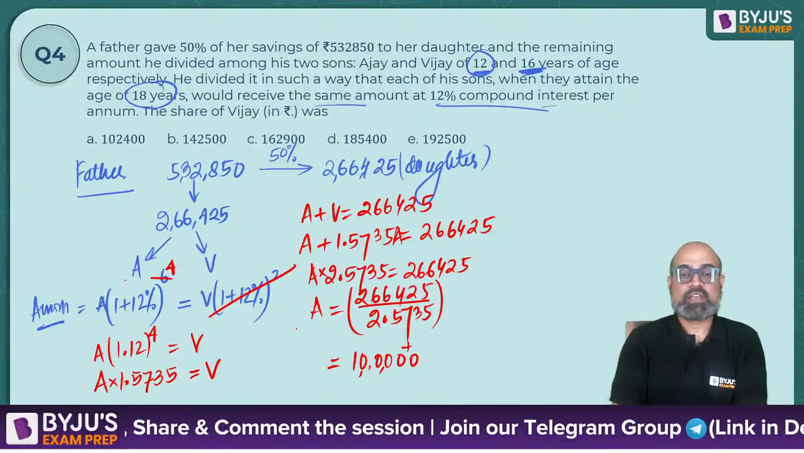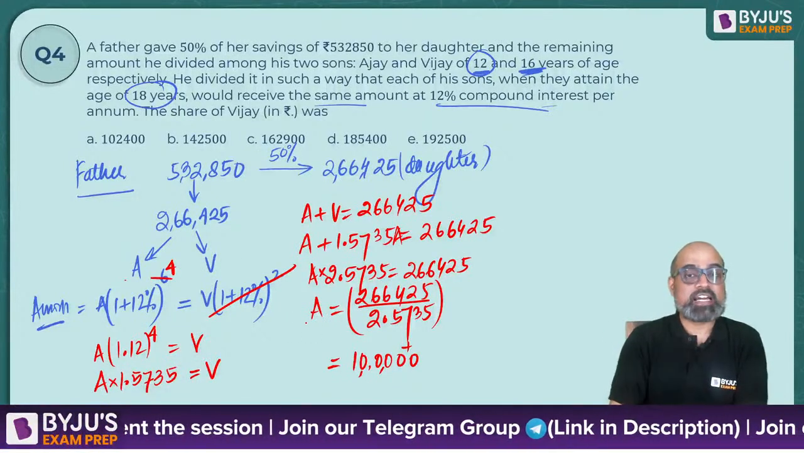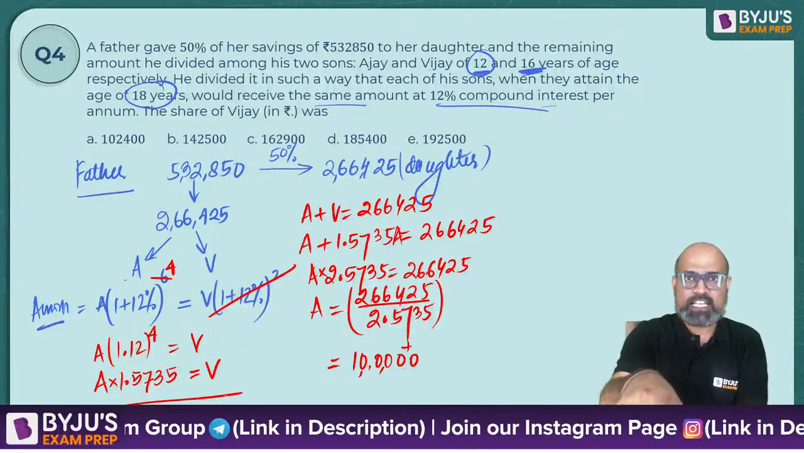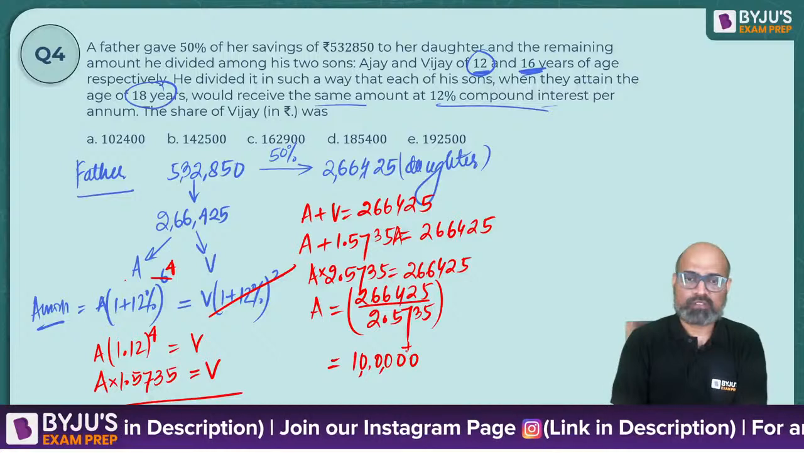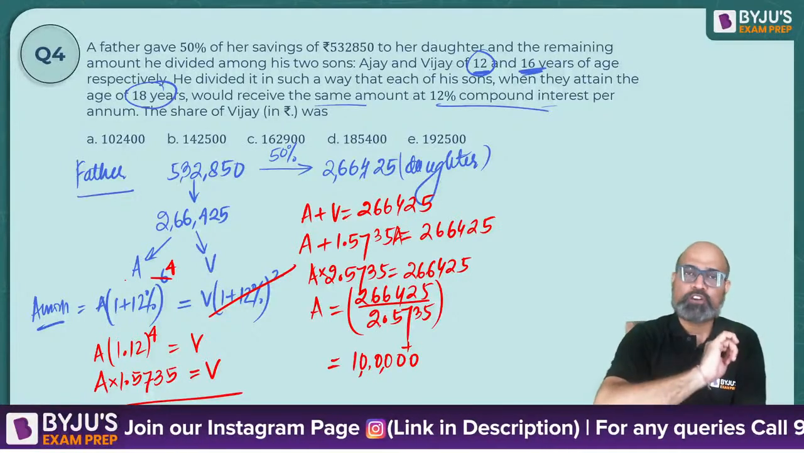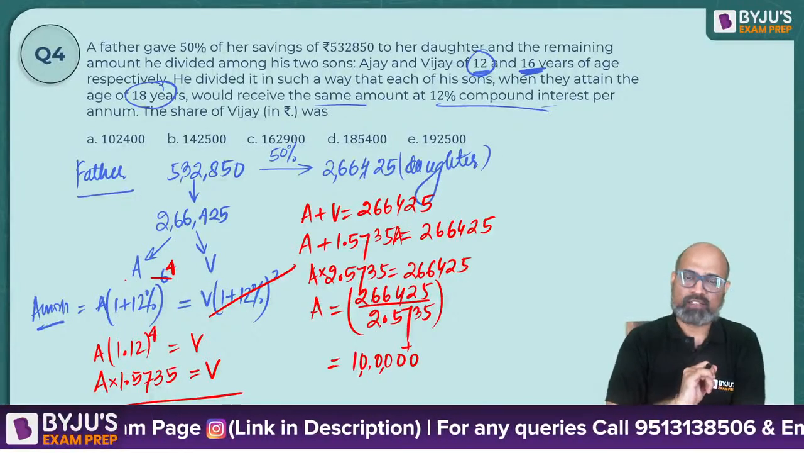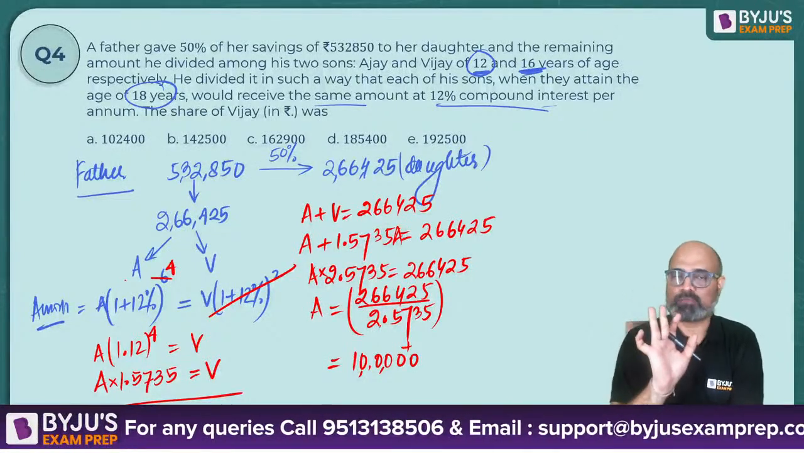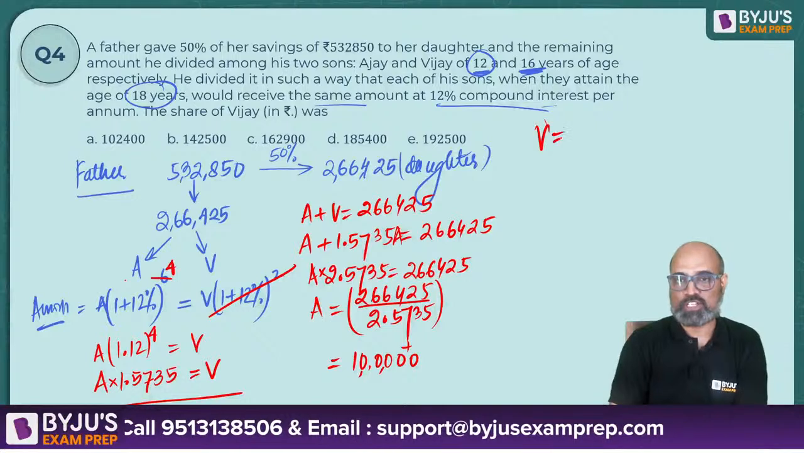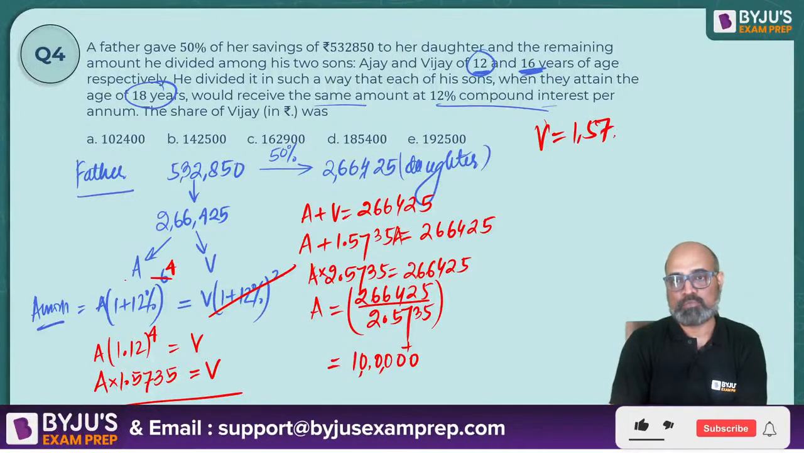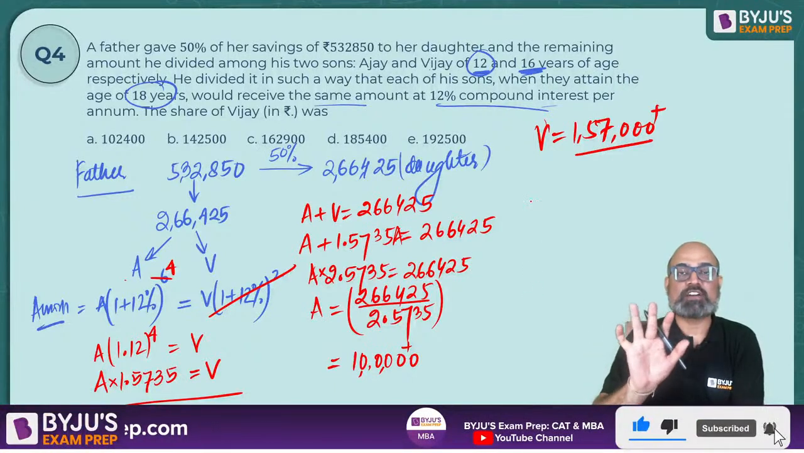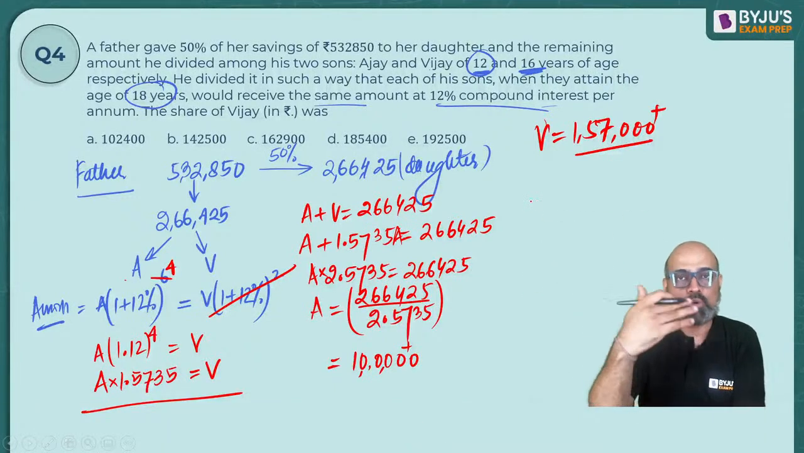Okay? Now, if this is the amount of money Ajay is going to get, how much money will Vijay get? 1.57 times of this. Right? So what is 1.57 times of 1 lakh? He will get more than 1,57,000. So Vijay gets definitely more than 1,57,000, not a lot more, just a little bit more.